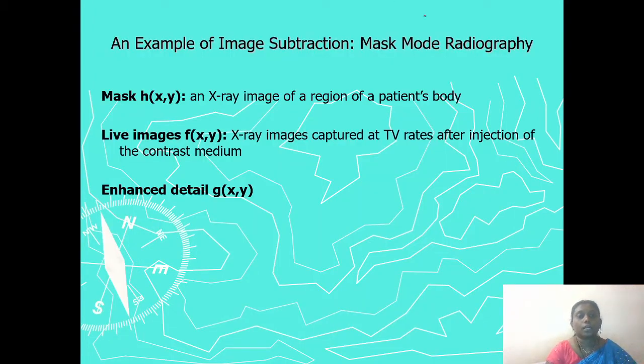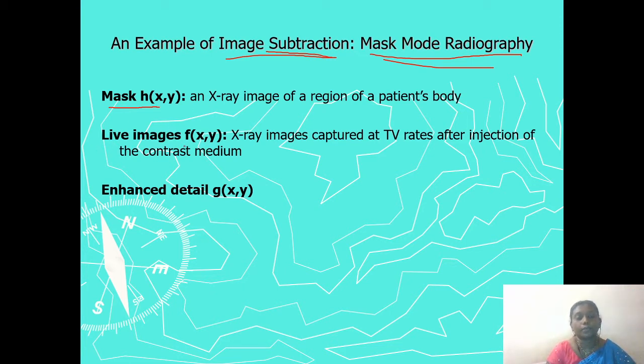And now an example for image subtraction. A best example for image subtraction is mask mode radiography. Within this, we mostly use image subtraction. Mask mode radiography means we apply a mask, the H function mask, and an X-ray image of a region of a patient's body.